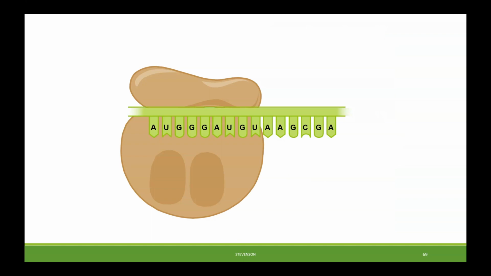So here we have our messenger RNA strand, fresh out of the nucleus, and this big brown blob that you see is the ribosome. You can see that the messenger RNA is sort of threading through the ribosome. And the first codon in the sequence is AUG. You can see it highlighted in the red box.